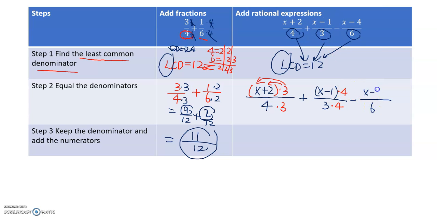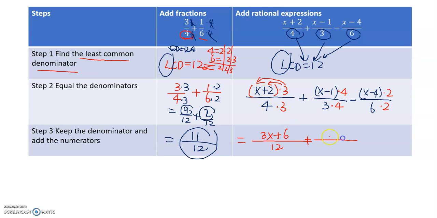And the third rational expression is x minus 4 over 6, and we again multiply top and bottom by 2. And next part is we're going to work them out. So the bottom we have 12, and on top distribute 3 to both terms. So we get 3x plus 6.